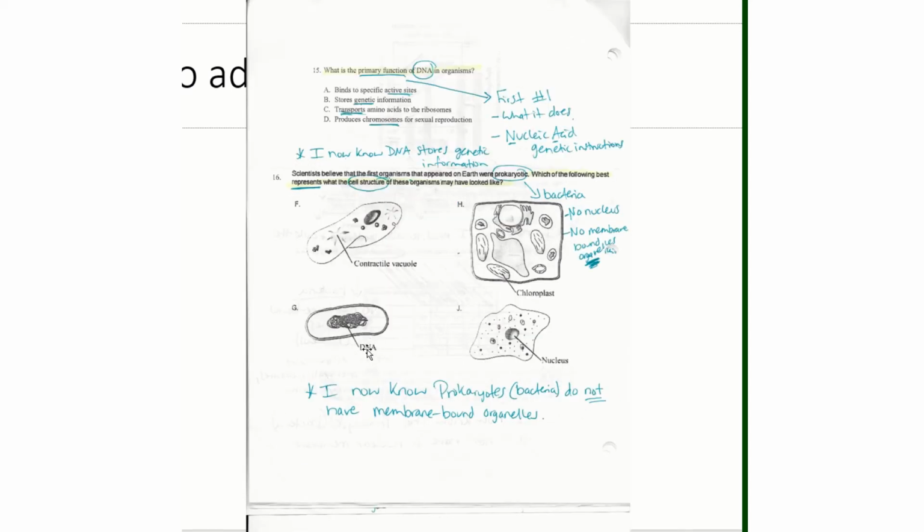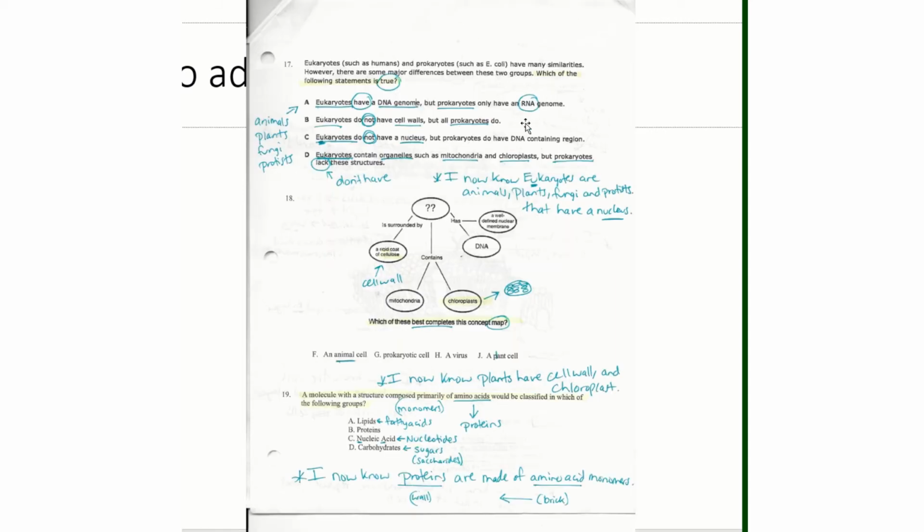Does it have DNA and RNA? It says RNA, and you saw DNA, so that's not your answer. Eukaryotes do not have cell walls, but all prokaryotes do. Well, a eukaryote is also a plant, a fungi, a protist, and guess what? They have cell walls. You don't, but they do. Eukaryotes do not have a nucleus. You do. You have a nucleus. Prokaryotes do have a DNA containing region. Anyway, that one's wrong because it says not.